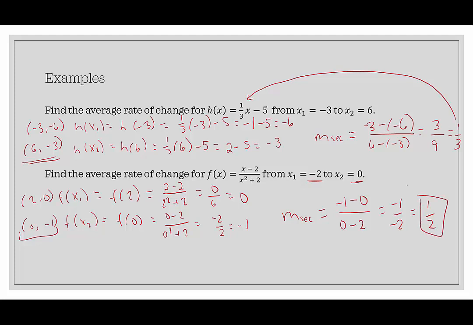This has been a video on finding the average rate of change by calculating the slope of the secant line between the two given points.